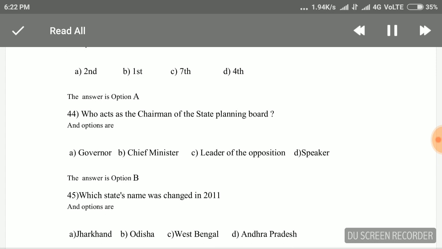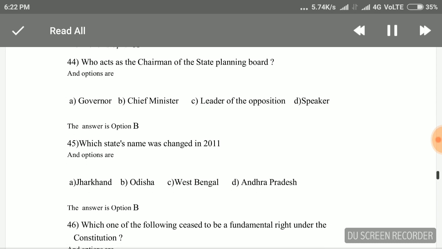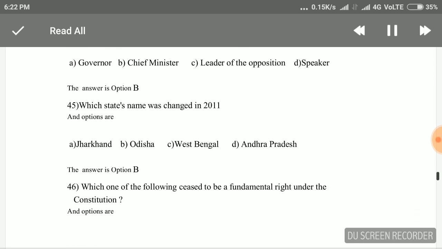45. Which state's name was changed in 2011? Options are A. Jharkhand. B. Odisha. C. West Bengal. D. Andhra Pradesh. The answer is option B.